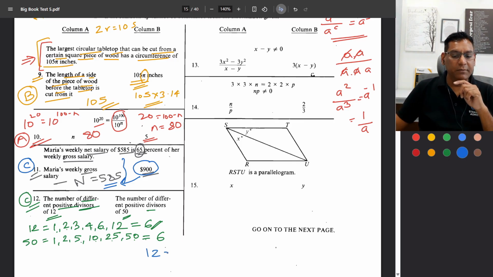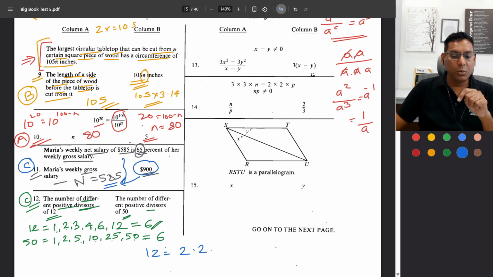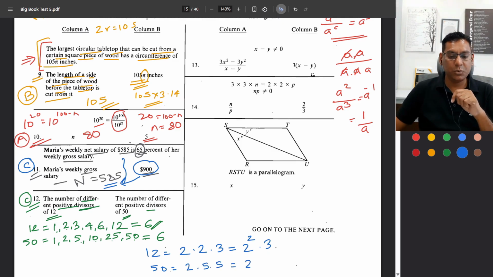How do we write 12? I write 12 as 2 into, I'm doing prime factorization, 2 into 2 into 3, right? That is 2 squared into 3. How do I write 50? 50 is 2 into 5 into 5, correct? Prime factorization, 2 into 5 squared. So you get these numbers down in the form of their prime factors, okay?